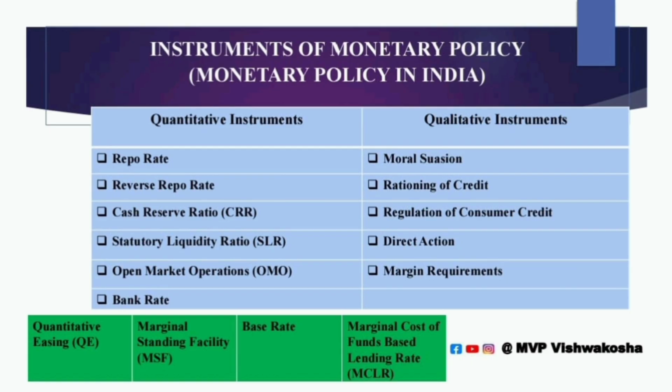That is quantitative easing, marginal standing facility, base rate, and marginal cost of funds based lending rate. First is quantitative easing. Quantitative easing is an unconventional monetary policy tool used by central banks to stimulate the economy when standard monetary policy, such as lowering interest rates, becomes ineffective, typically when interest rates are already near zero. At that time, central banks purchase government securities or other financial assets from the open market, injecting money into the financial system.